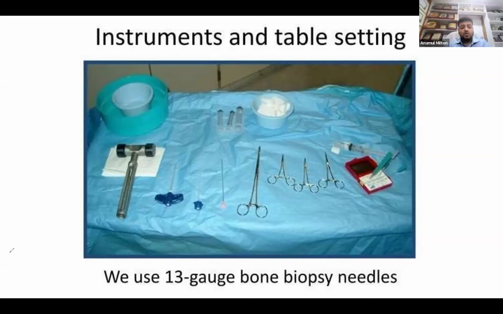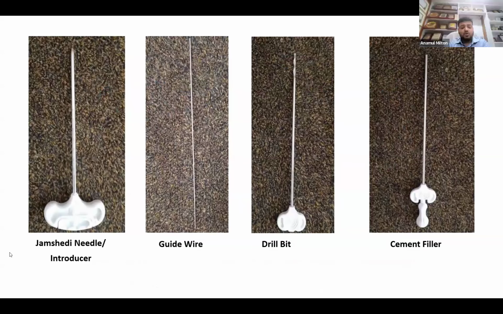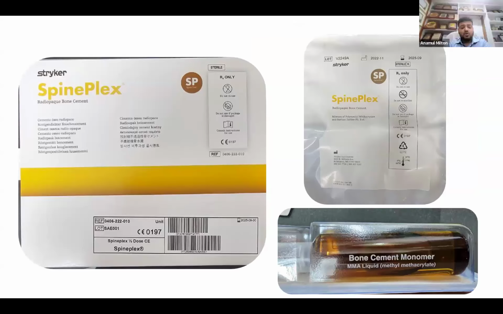Okay. So here you can see this is the Jamshedi needle. Here you can see this is the guide wire. Sometimes we may need drill bits and a cement filler. So these are the things you need in your procedure.